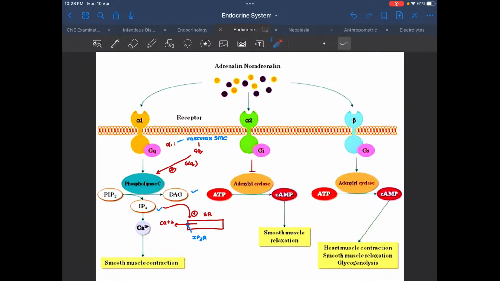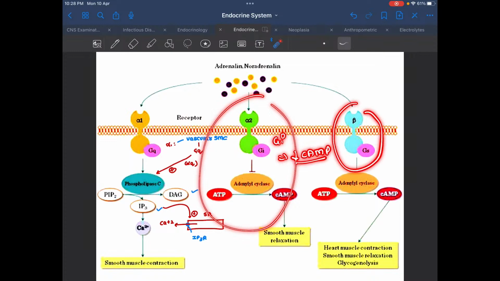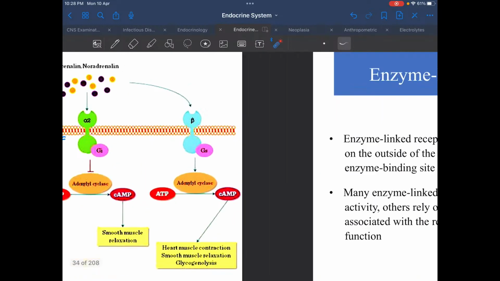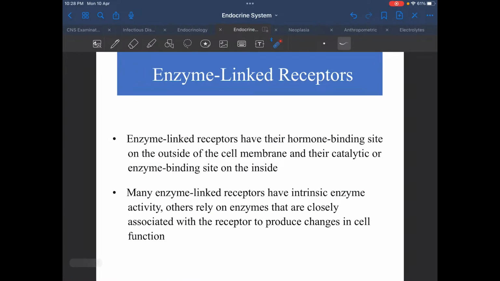ठीक है? Next, we can have alpha 2. Alpha 2 is GI link, तो ये cyclic AMP को कम करेगा. And we can see beta receptors जो हैं, they are GS link, तो वे cyclic AMP को बढ़ाएगा. So these were the effects of adrenaline and noradrenaline. Now we'll move on to enzyme link receptors.